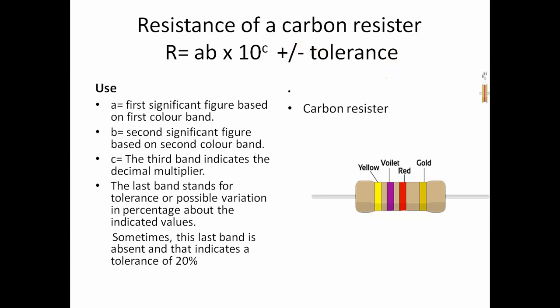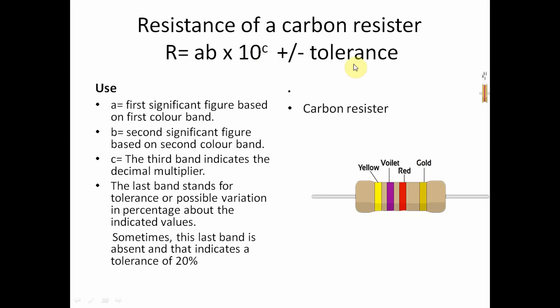Now, if there is no fourth band, sometimes this fourth band is missing. If the fourth band is missing, then tolerance is 20%, and if there is a fourth band of gold or silver, then it gives 5% and 10% tolerance respectively, which we will see in the next table.